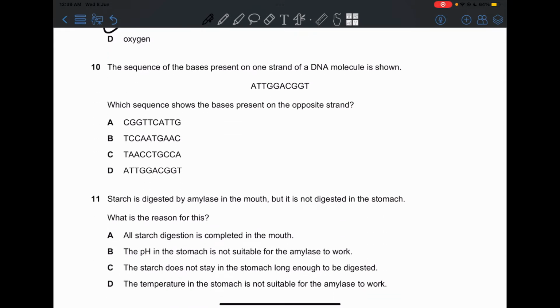Number 10, the sequence of bases present on one strand of a DNA molecule is shown. Which sequence shows the bases present on the opposite strand? Now we know that A actually pairs with T, and C pairs with G. You don't have to know the full names, but you should know that A pairs with T and C pairs with G. So we have to look for T, A, A. Let's check which of the options have T, A, A. Now, that is option number C.